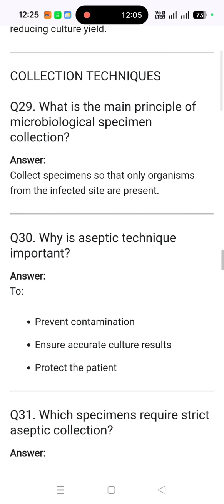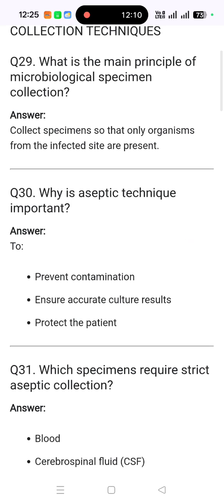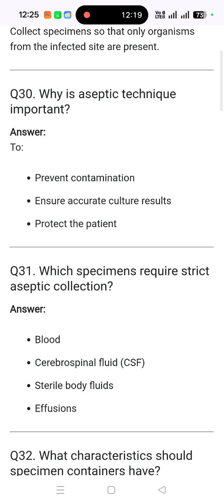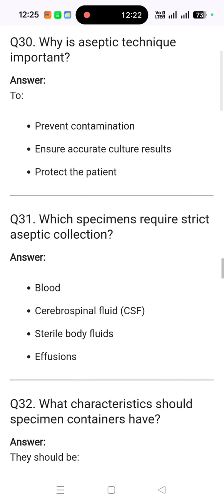Collection techniques. What is the main principle of microbiological specimen collection? Collect specimens so that only organisms from the infected site are present. Why is aseptic technique important? To prevent contamination, ensure accurate culture results, and protect the patient, because we just want the pathogen from the sample, we don't want any contaminant, and organisms are present all over the environment, in the air, everywhere. Bacteria may be present, so they may contaminate the sample. We don't want that. We don't want our patient to be infected also.